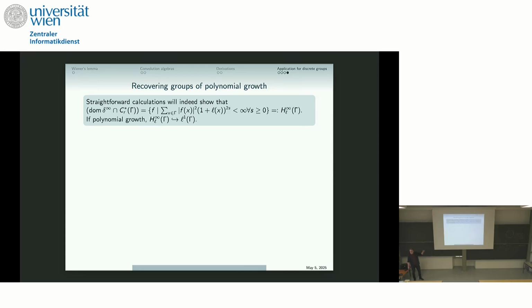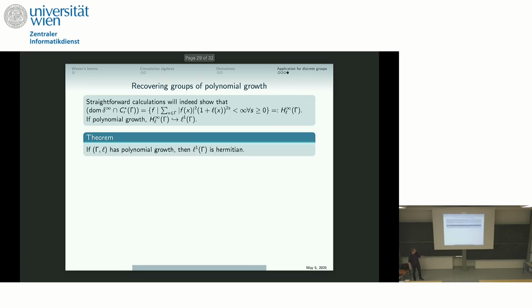But in light of what I showed you earlier, if H infinity is this intersection of dom delta infinity with the reduced C-star algebra, then what I've done is sandwich my L1 algebra between the reduced C-star algebra and the intersection of the reduced C-star algebra with the smooth vectors for a derivation. And the main theorem will then tell you that if I have a pair gamma, L, which has polynomial growth, then L1 of gamma is Hermitian. Now, that only recovers the discrete part of Lostad's theorem.